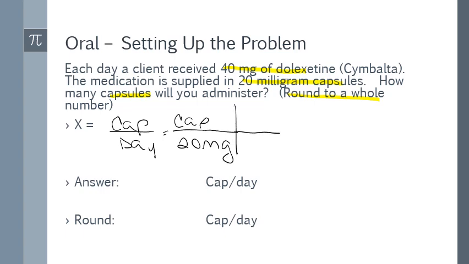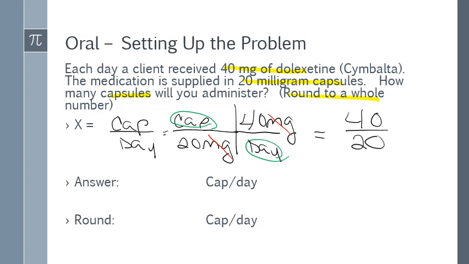And then let's add our other information that we need. So we know in order to cancel milligrams, it needs to be on top. And that's 40 milligrams a day. Then you can cancel what you don't need, and then what we're left with. So all we have to do is divide. We have 40 divided by 20, and that is going to leave us with 2 capsules per day, already rounded.